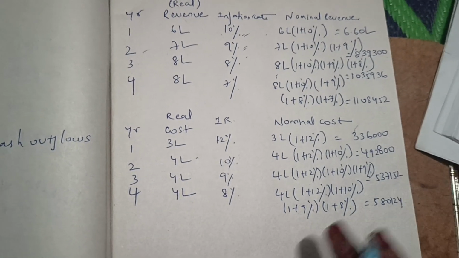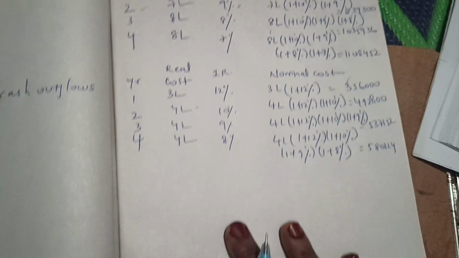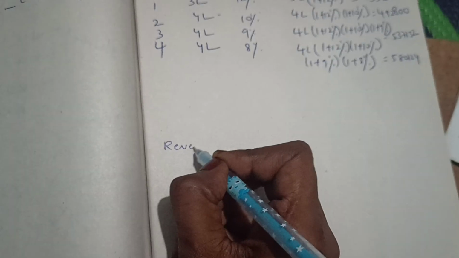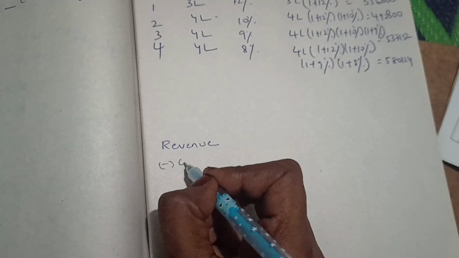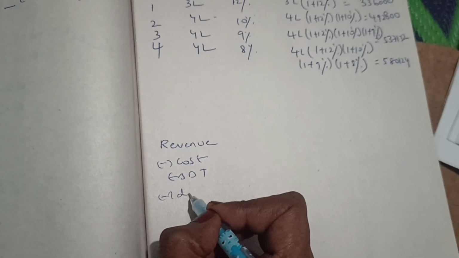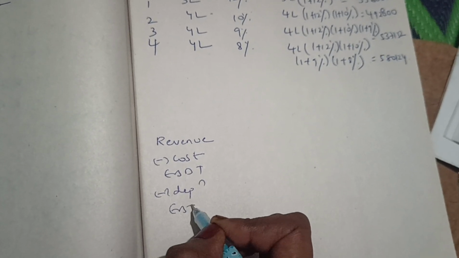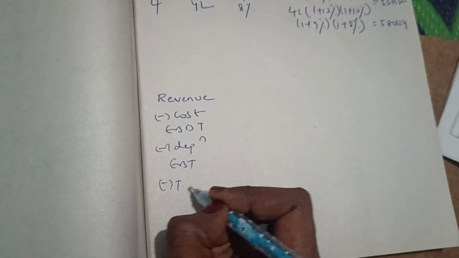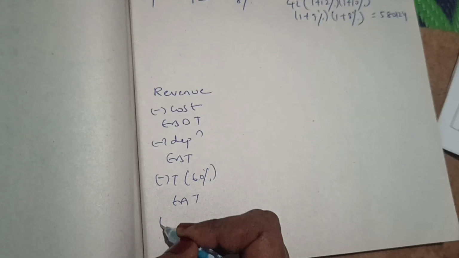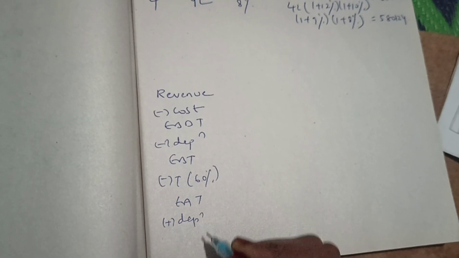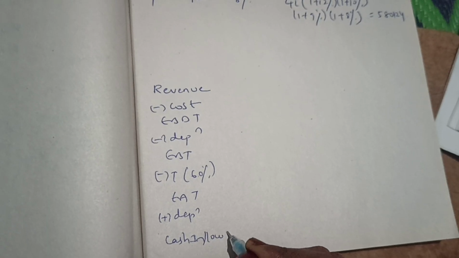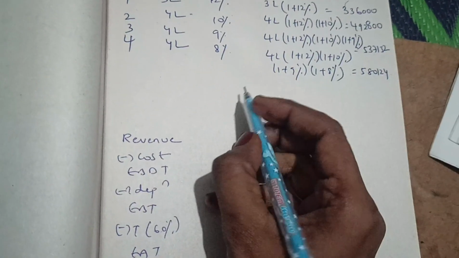With these, I can get nominal cash inflows. How we will find nominal cash inflows? There is one format: revenue minus cost, EBDT minus depreciation, EBT minus tax. Tax rate is given as 60%, EAT. When you add back depreciation, you will be getting cash inflows.